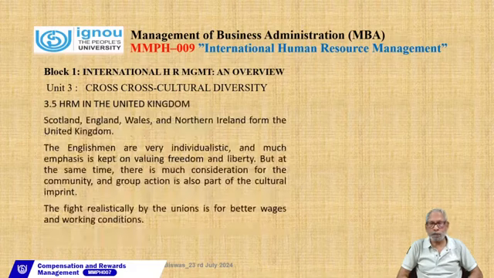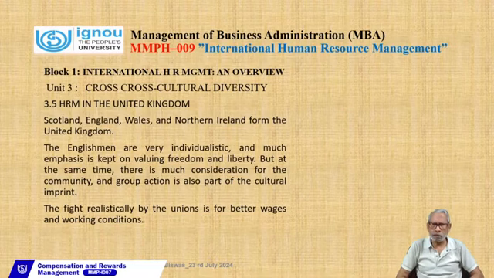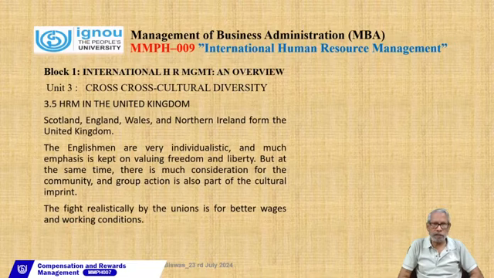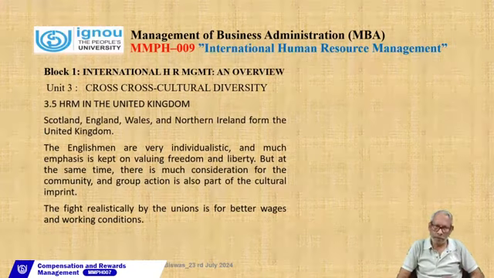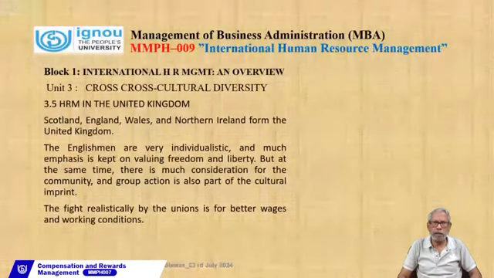Now coming to the United Kingdom. Before that I can say something, because the United Kingdom basically consists of four small countries. Altogether we can say United Kingdom, UK, or Great Britain. That is Scotland, England, Wales, and Northern Ireland. All of them are the United Kingdom. If we say London, England's capital is London. Similarly, Scotland has a different capital. There are several separate capitals, as they are all separate countries.